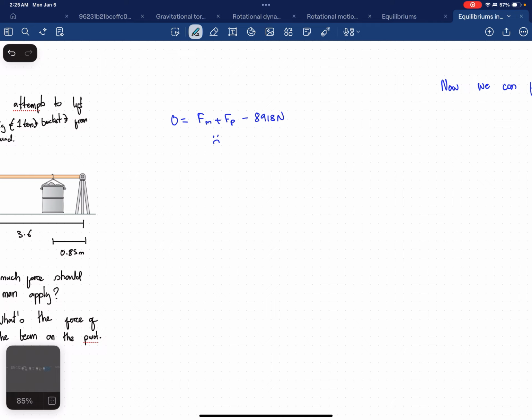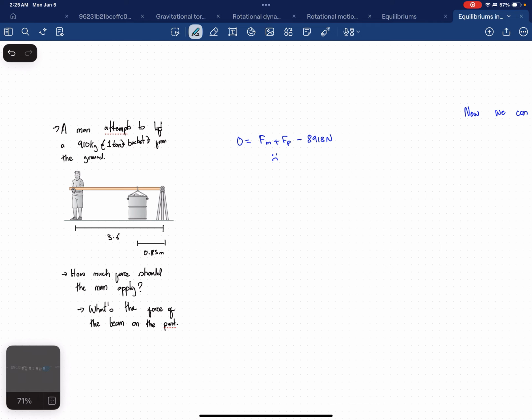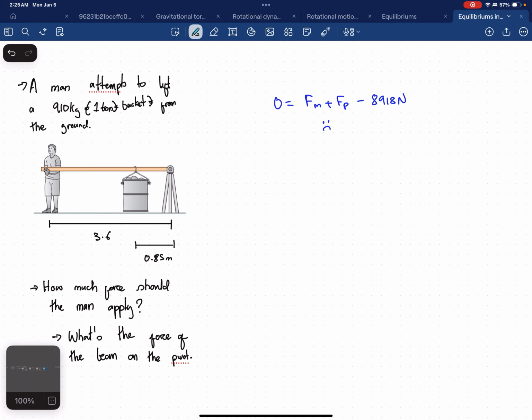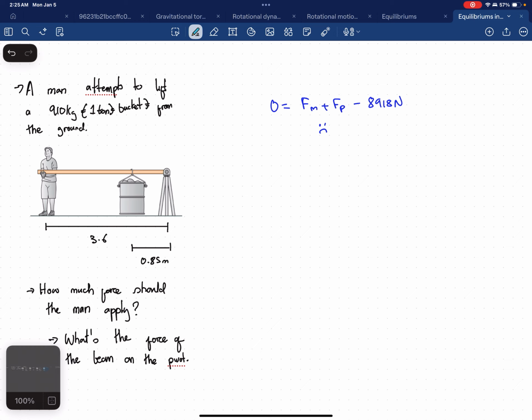I'll just be here. So if I have my net torque, what torques do I have? I have the torque of the pivot, if you like, and this is pointing upwards. Anything that makes the system go clockwise will be a negative torque, and any torque that makes the system go counterclockwise will be positive.